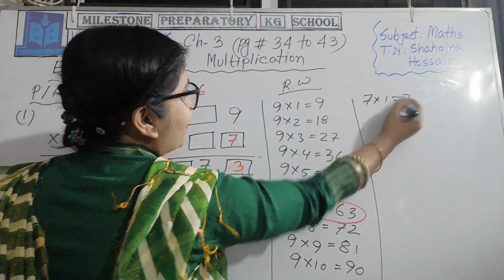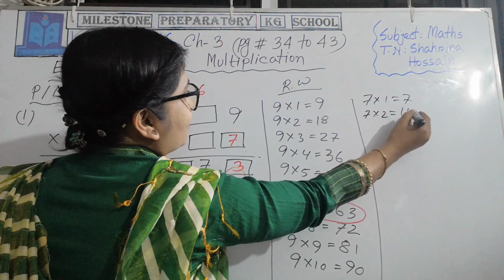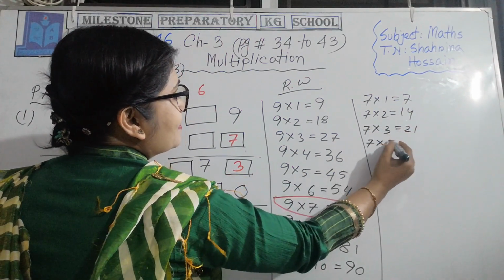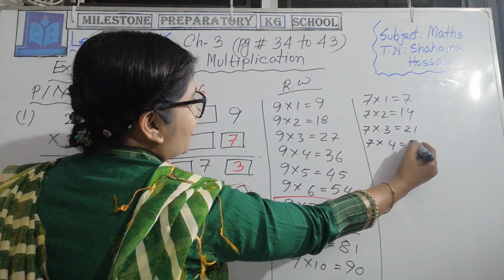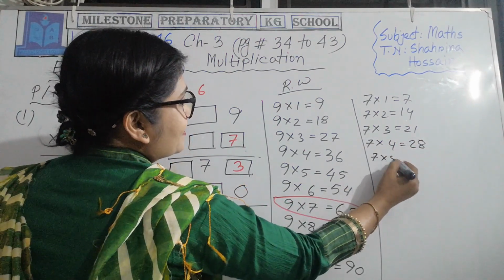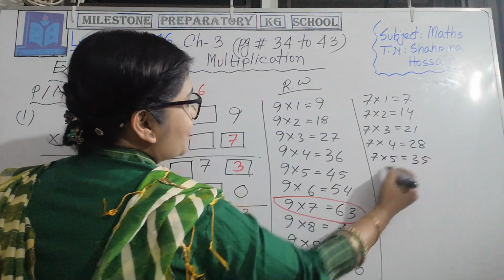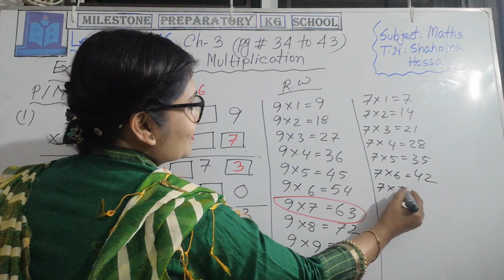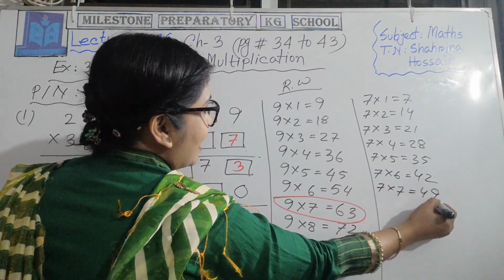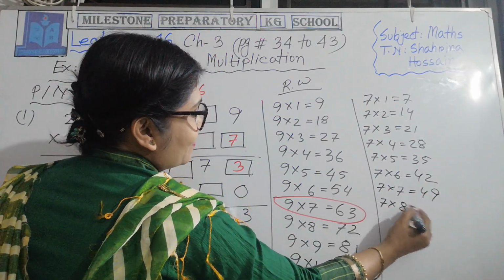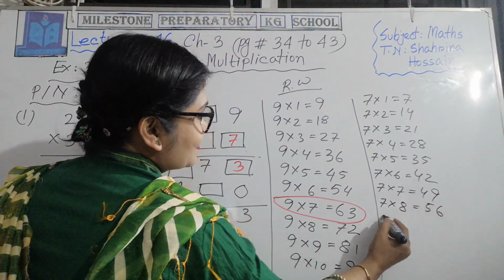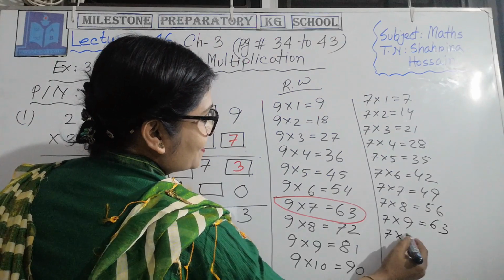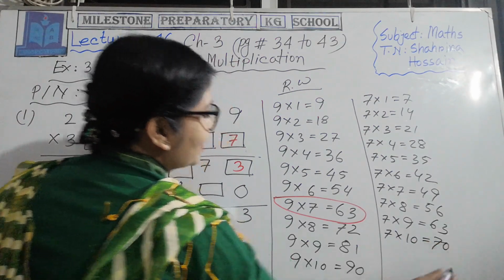7 1s are 7, 7 2s are 14, 7 3s are 21, 7 4s are 28, 7 5s are 35, 7 6s are 42, 7 7s are 49, 7 8s are 56, 7 9s are 63, and 7 10s are at last 70.